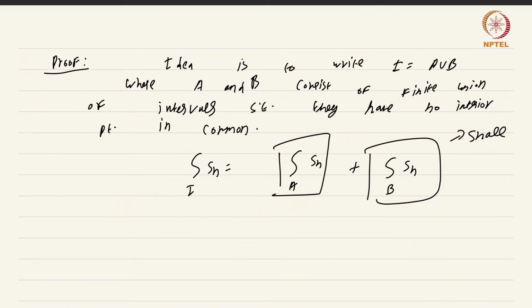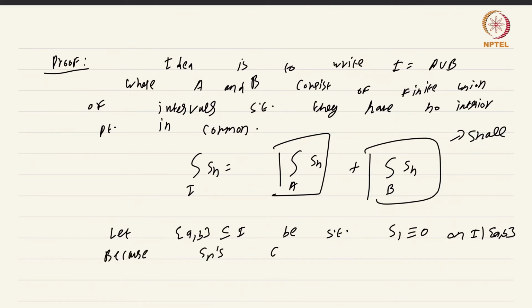Well, let AB be a subset of I such that S1 is identically 0 on I minus AB. Outside of this closed interval AB, S1 is identically 0. Because the Sns are decreasing, Sn is identically 0 on I minus AB. That is why we assume that the Sns are globally decreasing and not just almost everywhere. It will make our life easy. Okay.